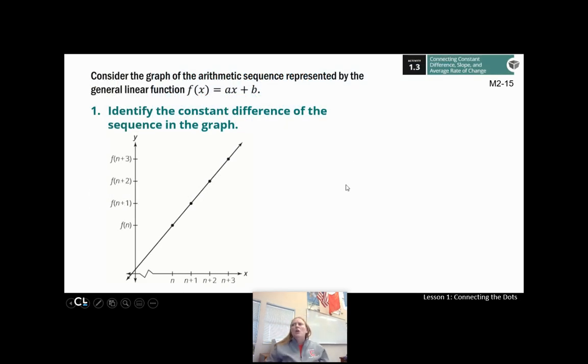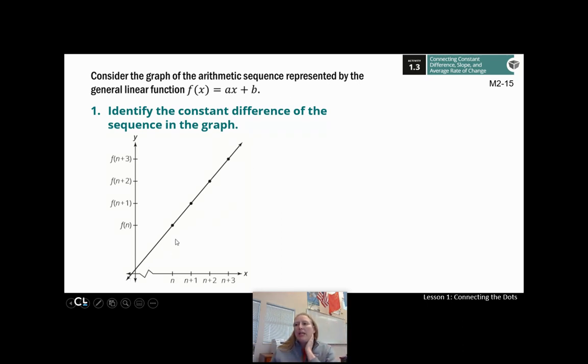To do that, we're on page M2-15, and I want you to consider this graph. I have an arithmetic sequence, the dots, and it's represented by the general linear function f of x equals ax plus b. And so I have my line that I drew through my dots.